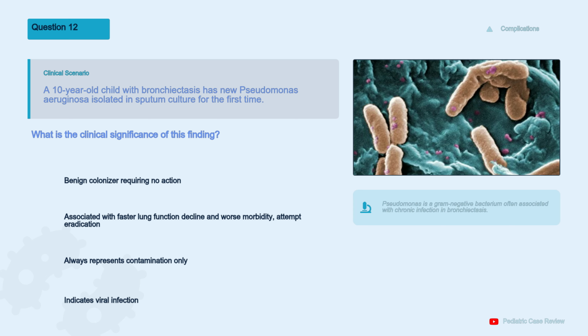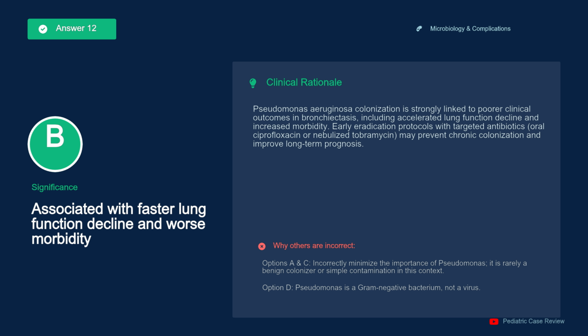Option C, always represents contamination only. Option D, indicates viral infection. Pseudomonas aeruginosa is an important pathogen in bronchiectasis with significant implications for prognosis and management. Early detection and appropriate response are crucial. The correct answer is B.